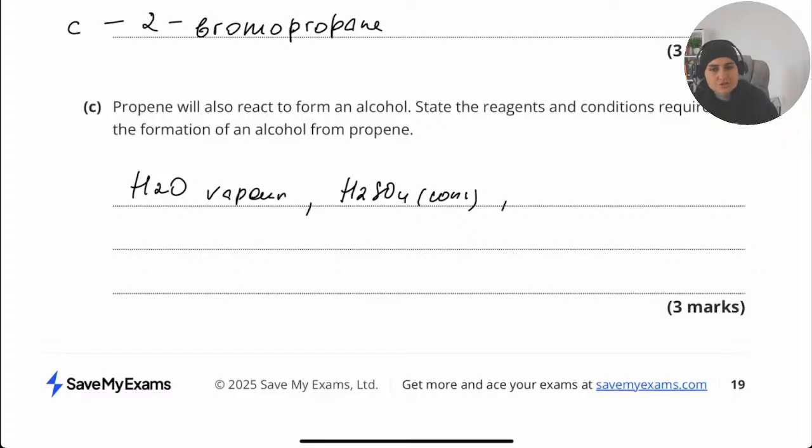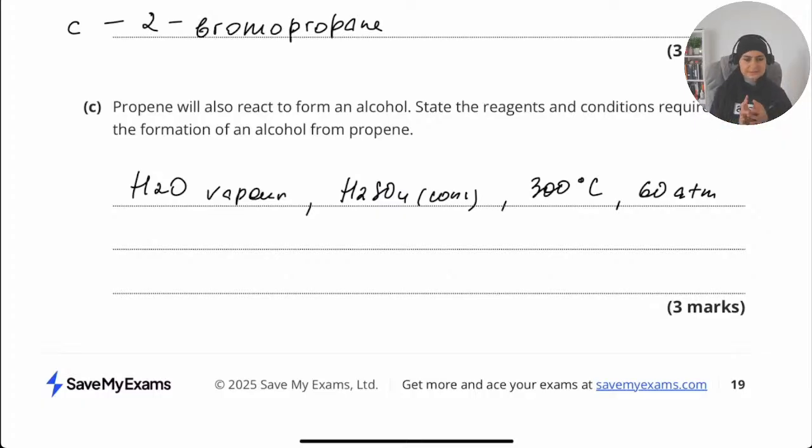And the conditions you just need to know. If you did GCSE, you know the conditions. If you did MYP, you have to memorize them now. So 300 Celsius temperature and approximately 60 atmosphere pressure. You can just say high temperature, high pressure. You would form an alcohol in these conditions.